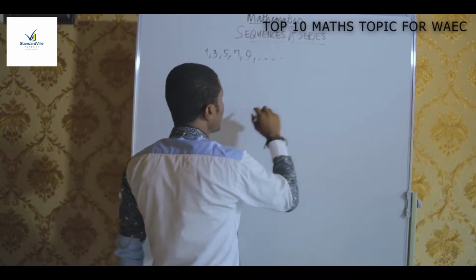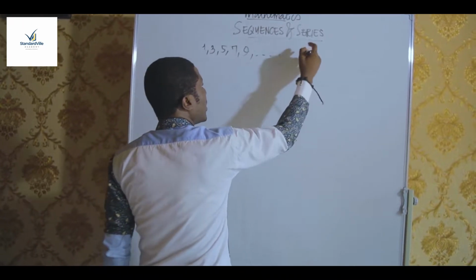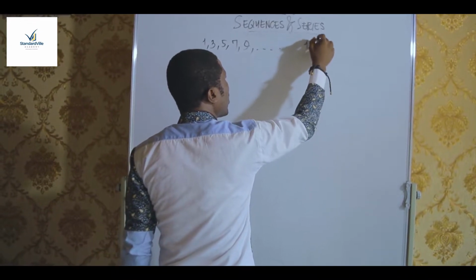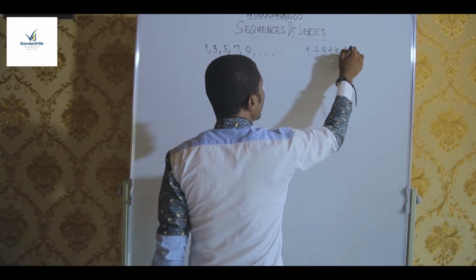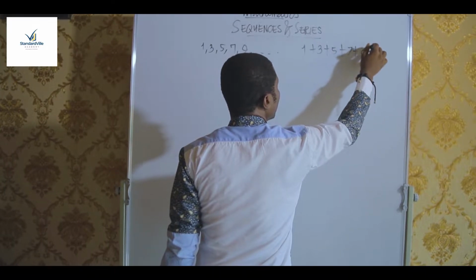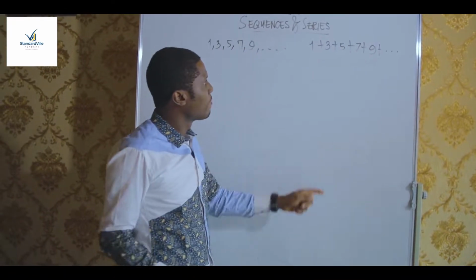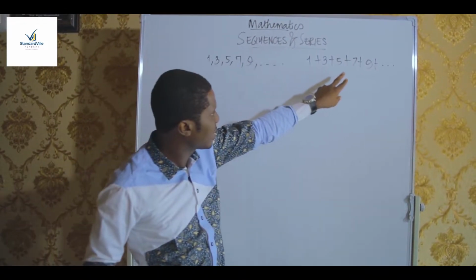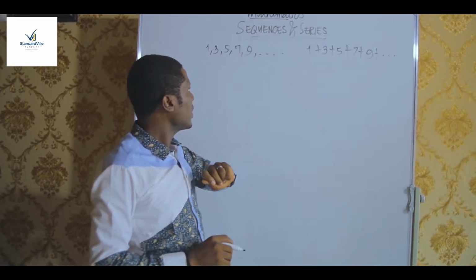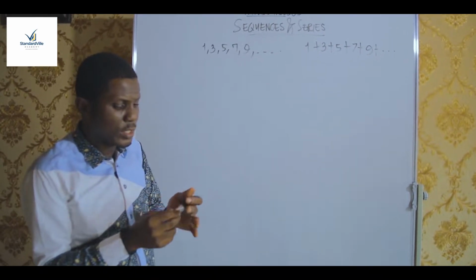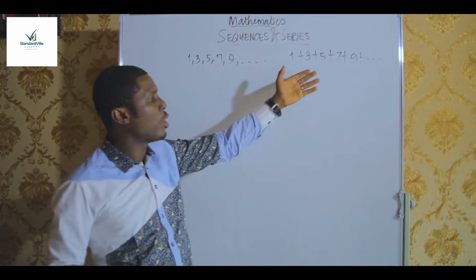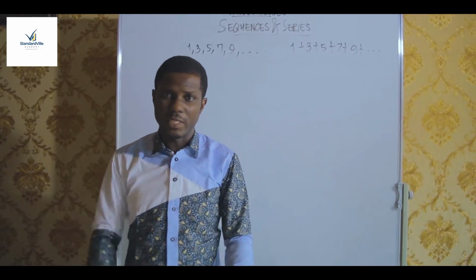What's a series? A series shows the same kind of arrangement, but the difference is that I'm going to say 1 plus 3 plus 5 plus 7 plus 9 plus ... This is a sequence. This is a series. Having said that, you will meet questions that will come either in this form or in this form. Solving them is going to be the same thing.